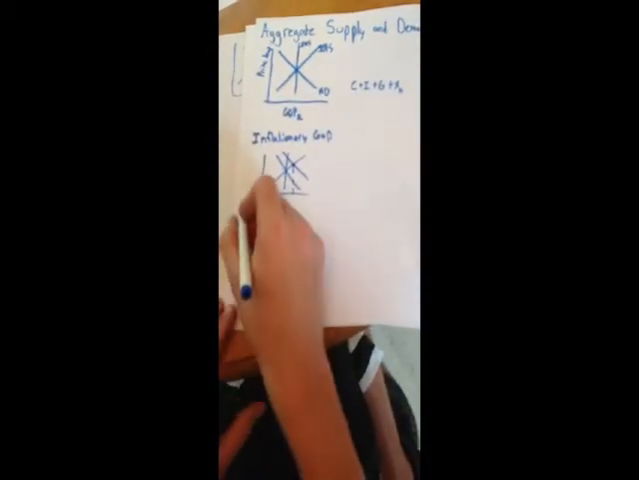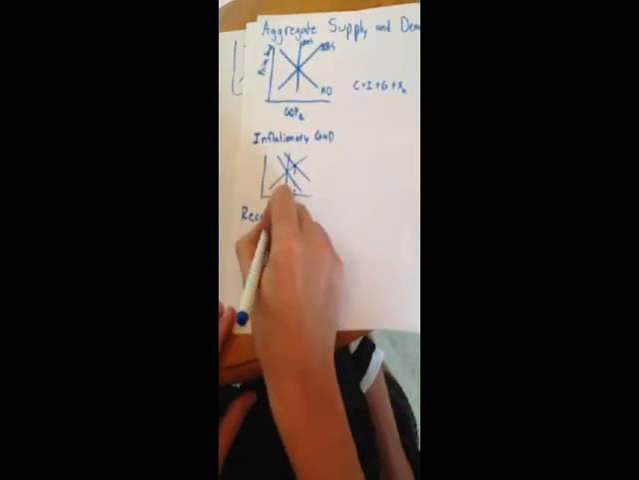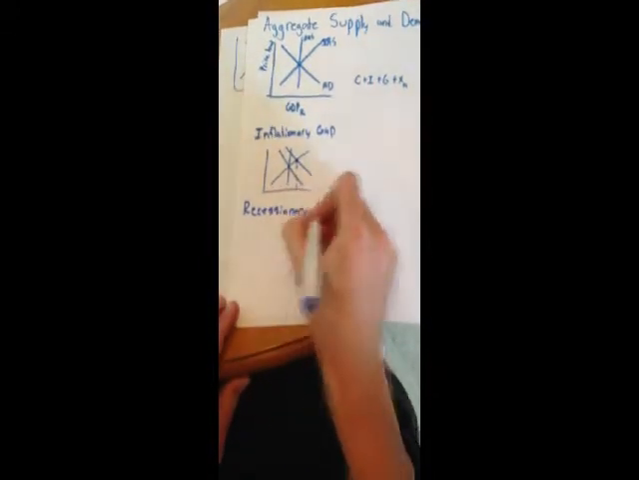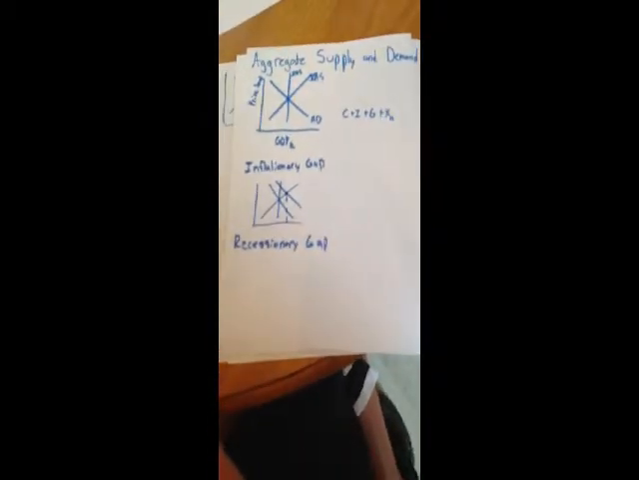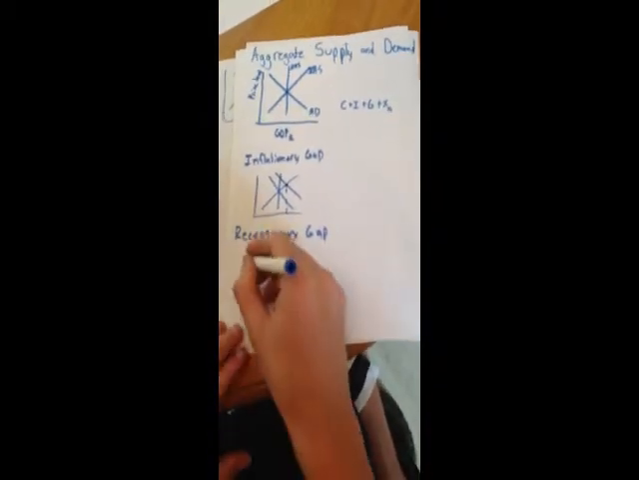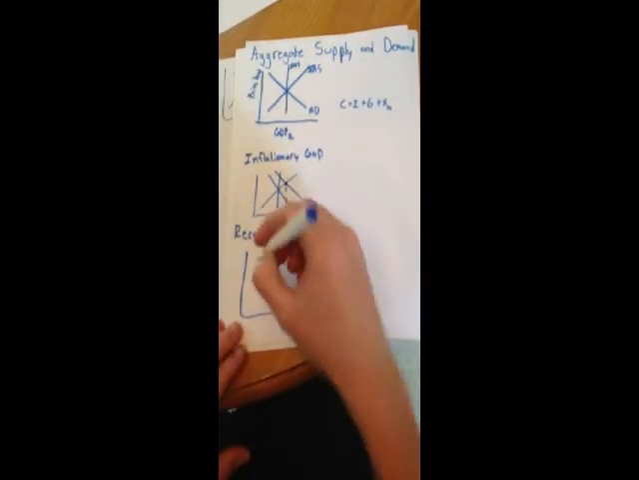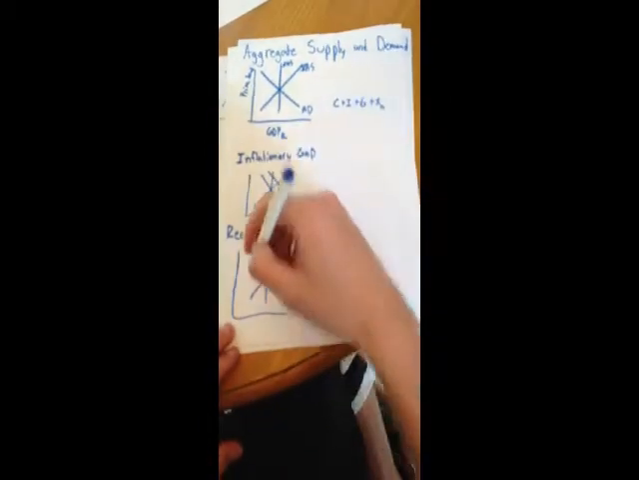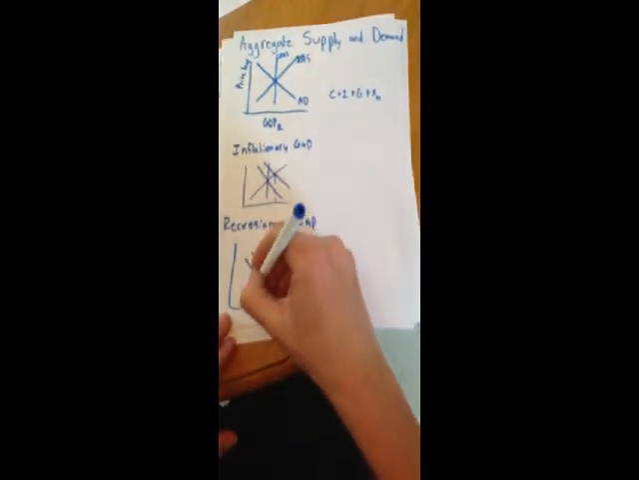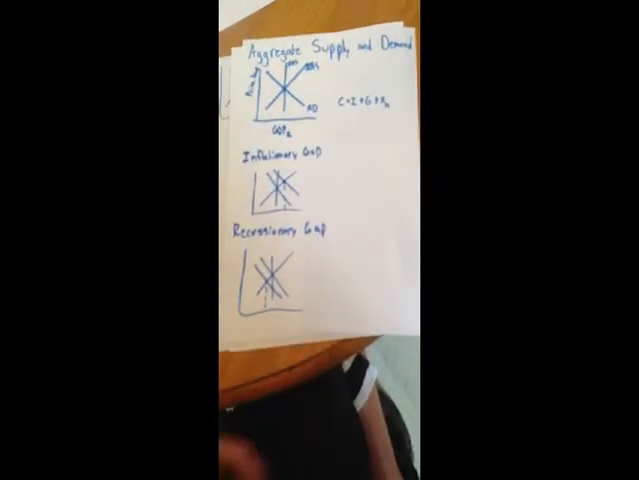And the other kind of gap is called a recessionary gap. This is the exact opposite, when you're producing less than what is desired. So let's say aggregate demand were to decrease, then you would be producing less than what you should be producing at long-run aggregate supply. All right, so let's do an example.